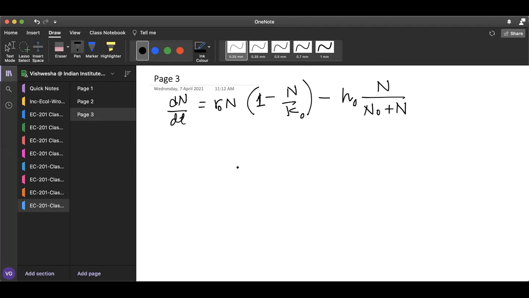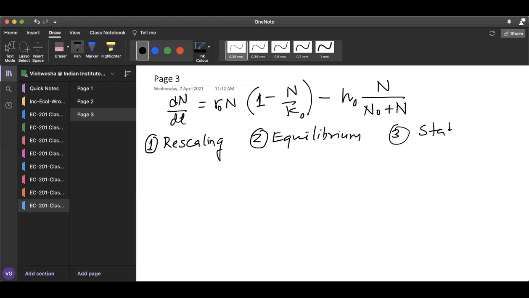Okay, is that fine? So remember the 3 steps that we need to take when we're analyzing mathematical models. The first is rescaling parameters. Second one will be finding equilibrium. Third one is stability analysis. And then plot the bifurcation diagram. So let's start with 1, rescaling now.